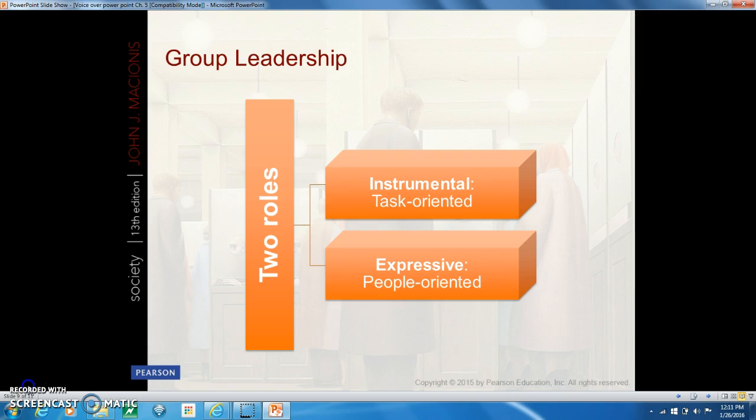There are two types of group leadership. There's instrumental leadership, which emphasizes the completion of tasks. These are the people that make plans, give orders, and get things done. Expressive leadership emphasizes collective well-being. They're more likely to use humor to raise group morale. They want to minimize tension and conflict among its members.